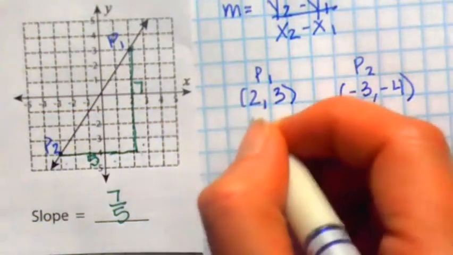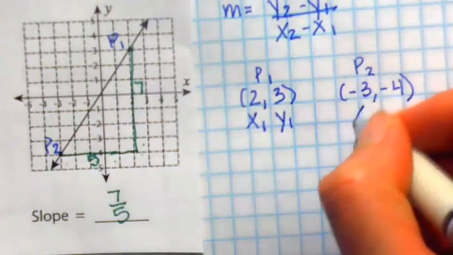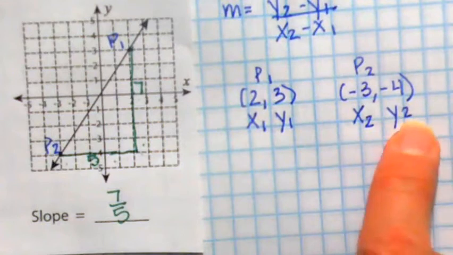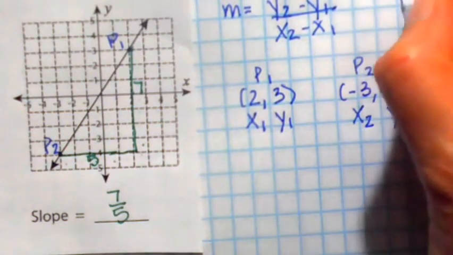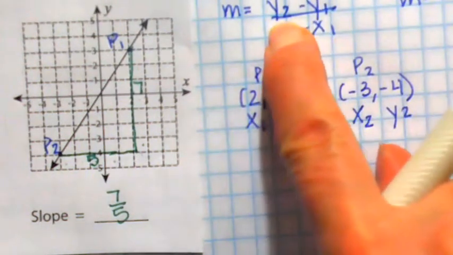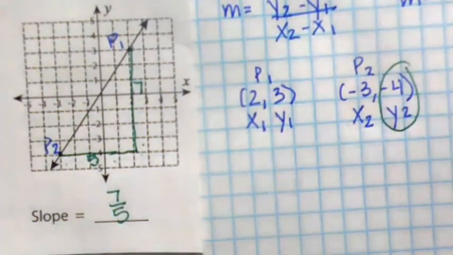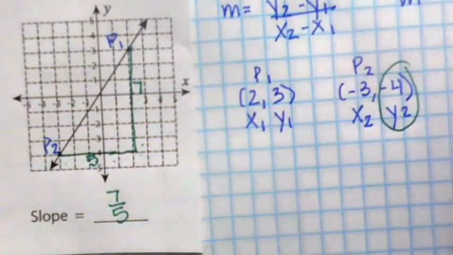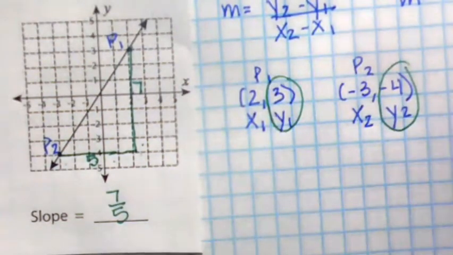Now I can label them. Since this is point 1, this is x sub 1, y sub 1. Point 2 has x sub 2, y2. So first x, first y, second x, second y. I'm going to plug them into the formula. I'm going to look for my y2. My y2 is right here. It's -4. Take away, don't forget your subtraction. Take away my y1, which is 3.